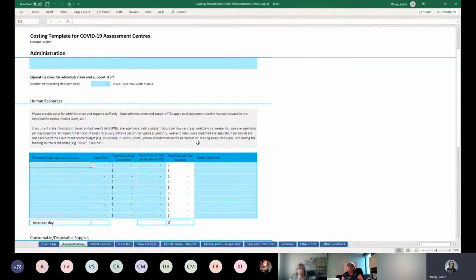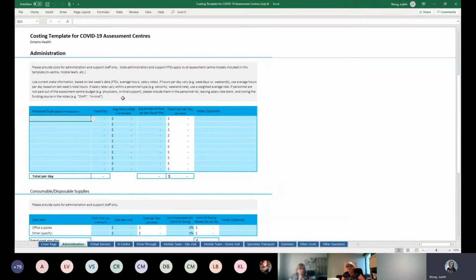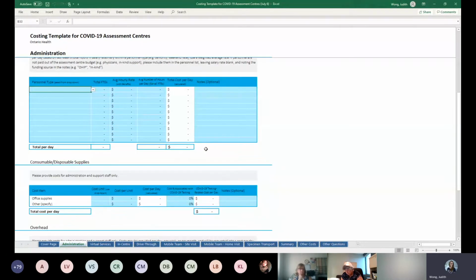And finally, if personnel are not paid on the assessment center budget, so this could be physicians who are billing OHIP, fee for service, or if you're getting in-kind support from staff from another partner agency, include them in the list. Leave the hourly rate blank and put in the notes the funding source for those staff. So that could be OHIP, that could be in-kind, that could be the health unit, whatever it is.